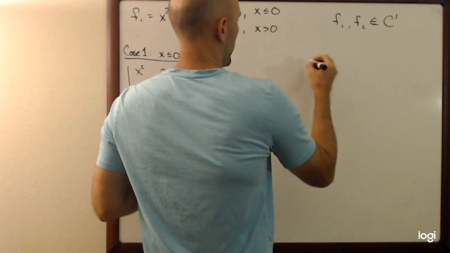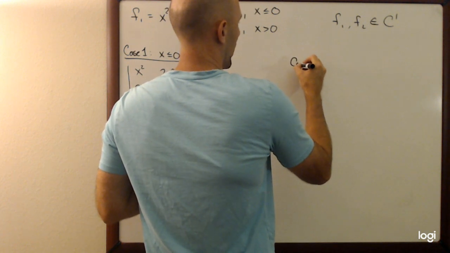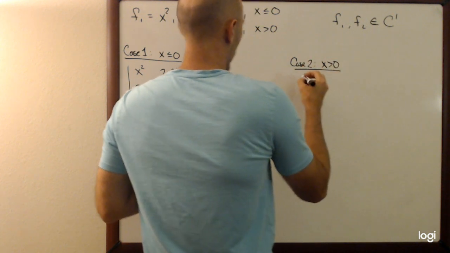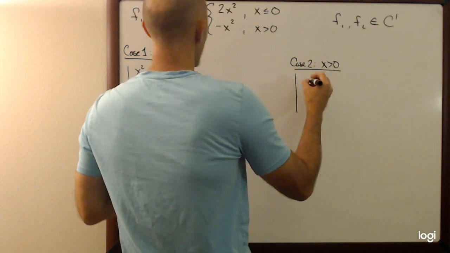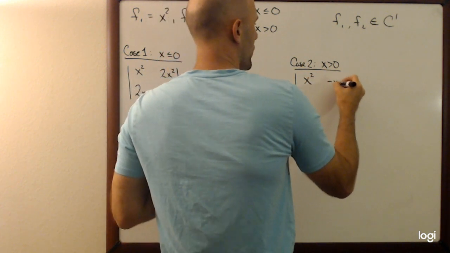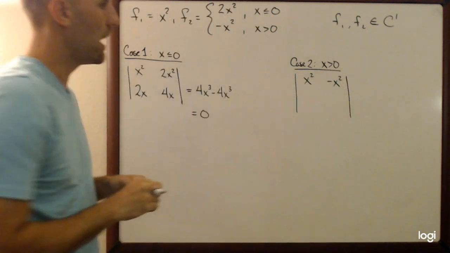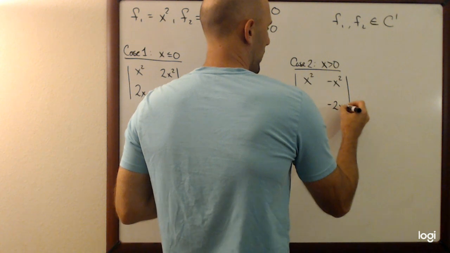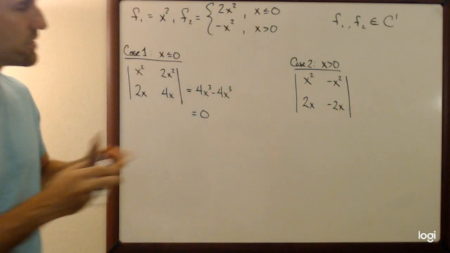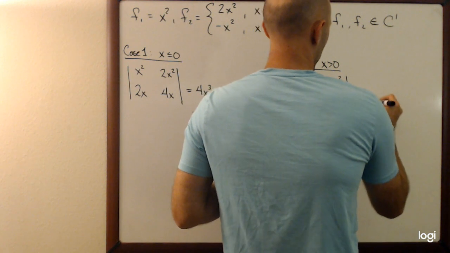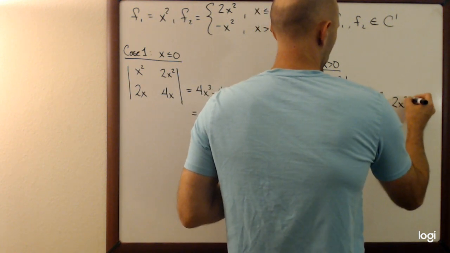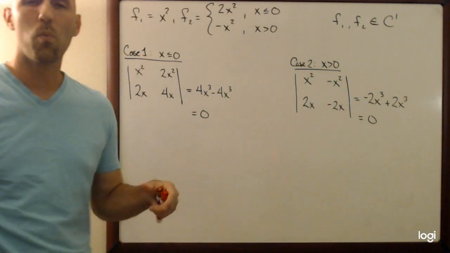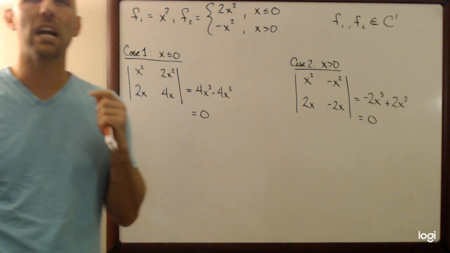Well, let's look at case 2. Clearly that's the other case, so that's where x is greater than 0. Again here, my functions change a bit. The first function is still x squared, but my other function is negative x squared, the value for f2 once I'm larger than 0. Taking my derivatives to fill out this Wronskian, I get 2x and negative 2x. Again, take a determinant. We get negative 2x cubed plus 2x cubed, also equal to 0. So note that again, no matter what my value for x, my Wronskian comes out to be identically 0.